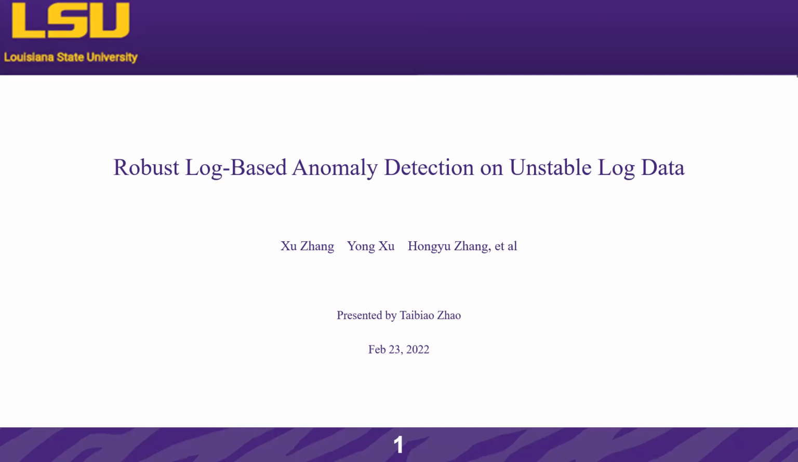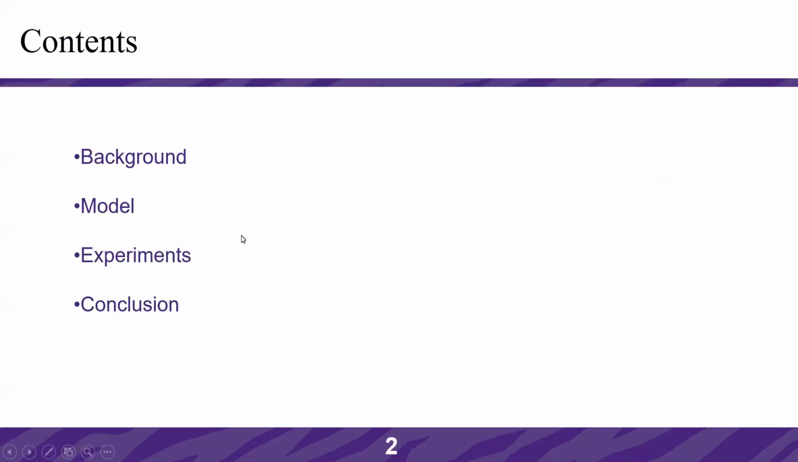Today I'm going to share a paper, Robust Log-Based Anomaly Detection on Unstable Log Data. It's a paper about anomaly detection. It contains 4 sections: background, model, experiments, and conclusion.